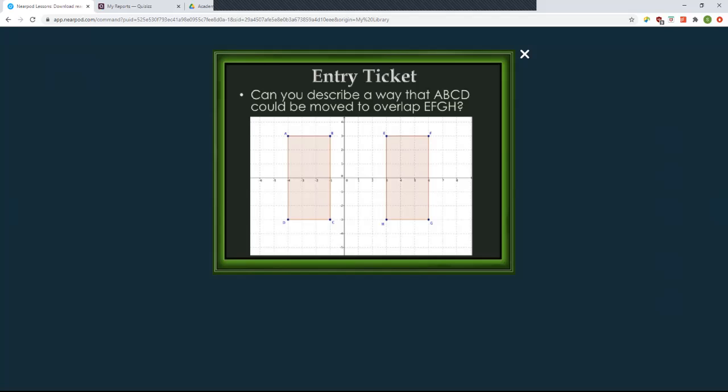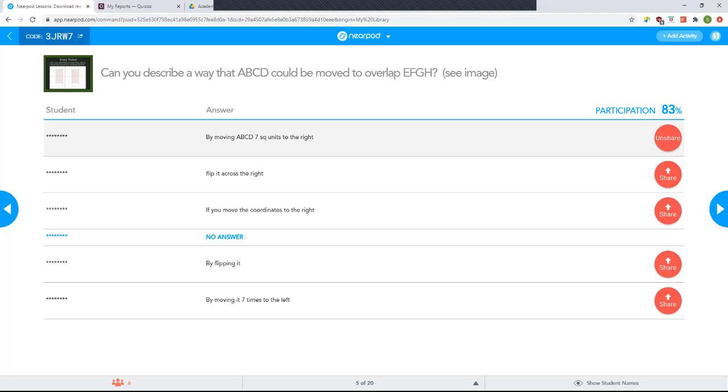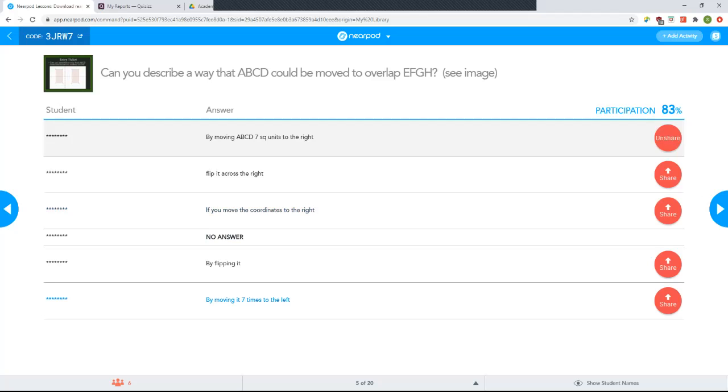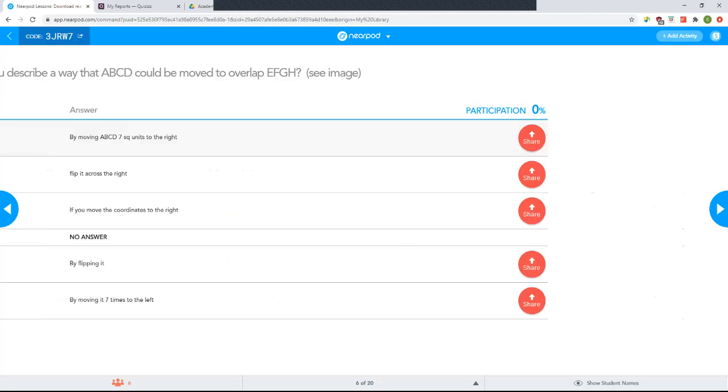With this particular setup, this shape could flip over because it has what we call symmetry. We're not talking about symmetry today. If you move the coordinates to the right, so yeah, you're going right. Flipping it, yep, you sure could. Moving it to the left, I think you moved this shape, the EFGH shape over here. You're supposed to move A, B, C, D, but that's okay. At least you kind of knew it needs to go 7 units to overlap. That's still pretty good. So nice work on that, guys.